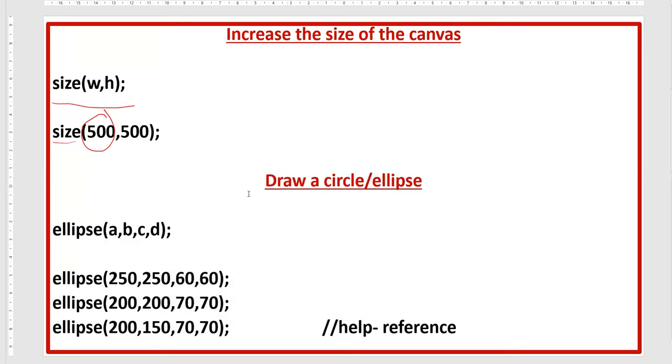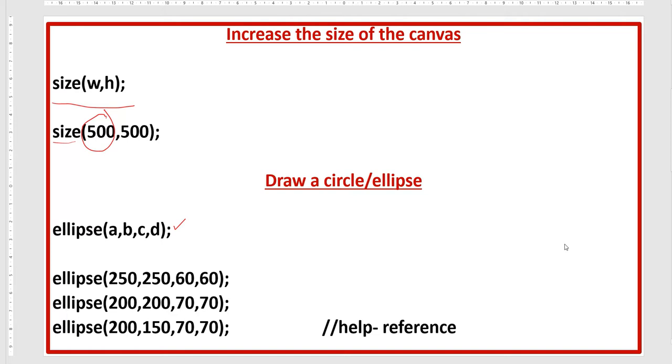Now we will move to another command, which is the ellipse. If you want to draw a circle, then you have to use this command or this function. Ellipse, you have to write the complete word ellipse, and then in parentheses you have to write the parameters, and all the parameters should be separated by commas except the last one, and then a semicolon. Semicolon means our command is completed or finished, right? So here is the ellipse, 250 comma 250, 60 and 60.